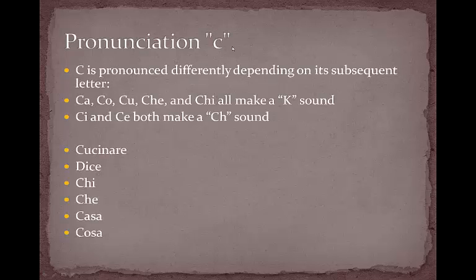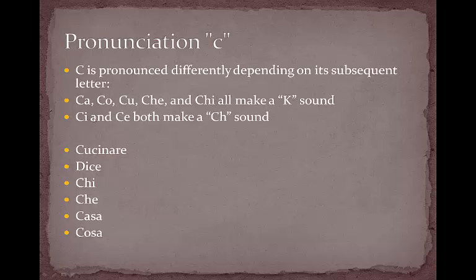Okay, moving on to C, English letter C. C is one of the letters that's a little bit different depending on what letters are adjacent to it. So there are basically two main pronunciations you'll come across. Ka, ko, ku, che, chi. If you see these combinations of letters, C-A, C-O, C-U, or CHE or CHI, they'll all make a K sound, like in king or in car.